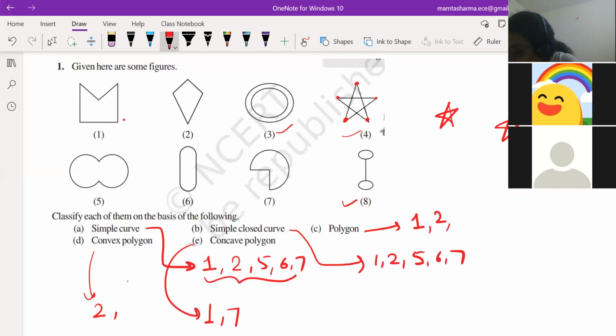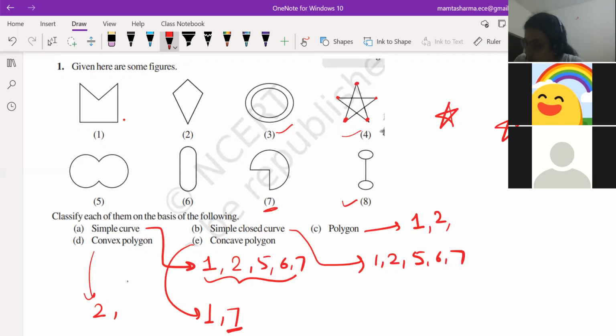Can we draw a diagonal outside of this shape? No, we cannot make a diagonal, so it will not be considered either concave or convex. Okay. Now, will this seventh one be concave or convex? It will be considered concave.